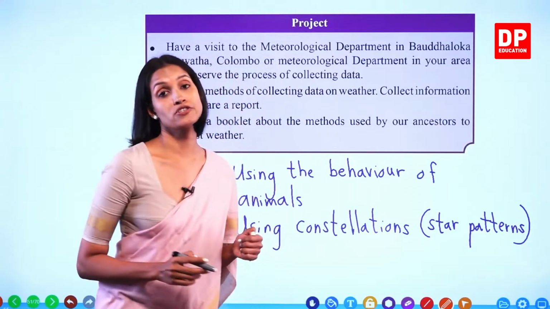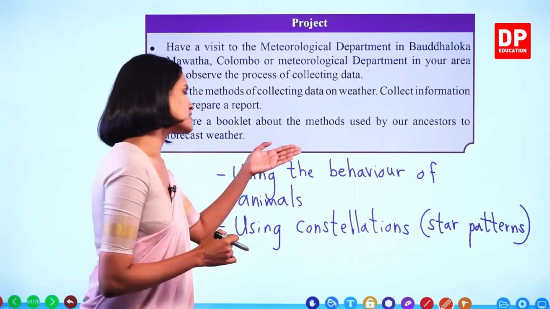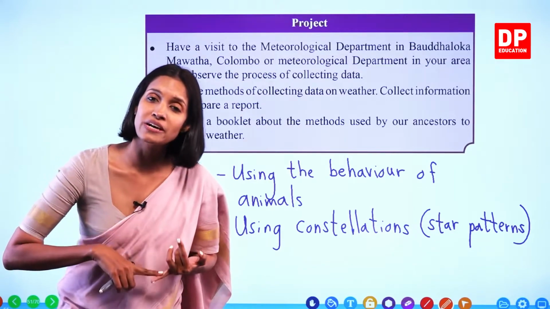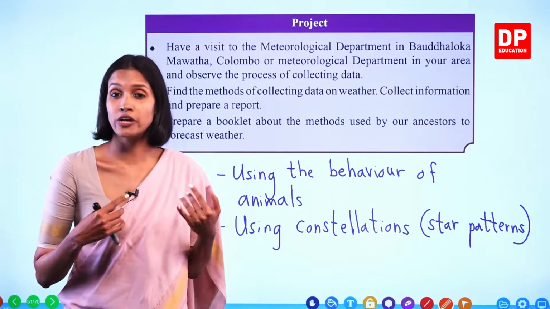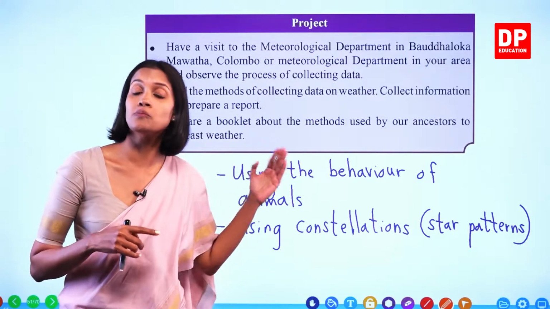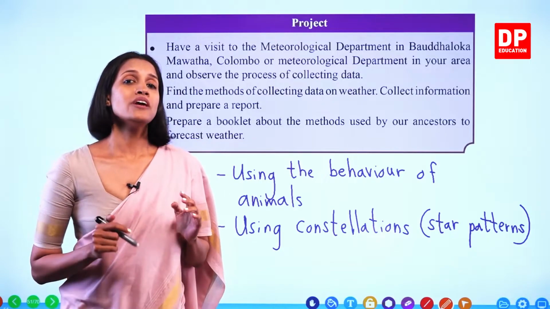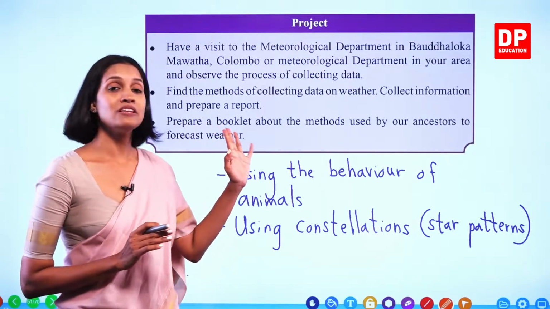Constellations or star patterns. Okay, children? So there are some other ways you can find more information. Ask your parents, you can read books, and you can even refer to the internet and find more and more information. Right, children? So we have completed the exercise given in the textbook.